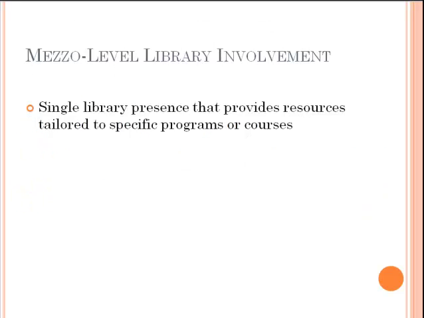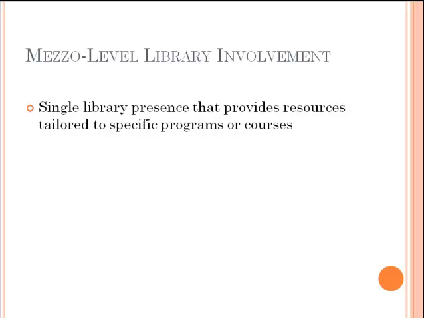There's sort of an intermediate level between macro and micro. This is a term that I coined as well, so you're not probably going to see it in the literature, but it's called meso-level library involvement. It's where you create a single library presence, just like you do with macro level, but you're providing resources tailored to specific programs or courses.